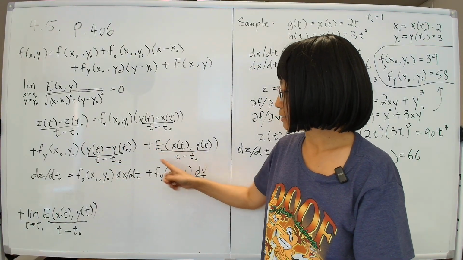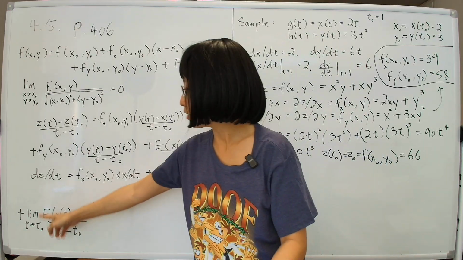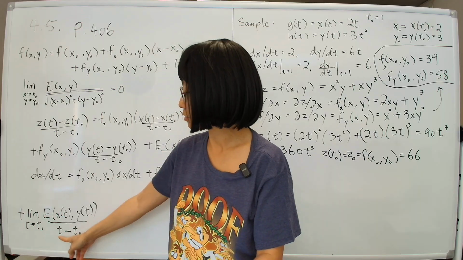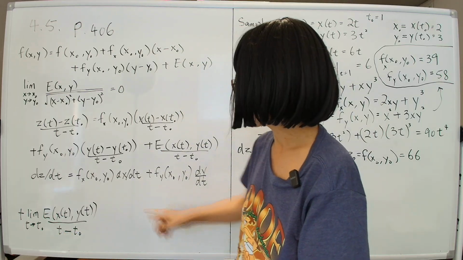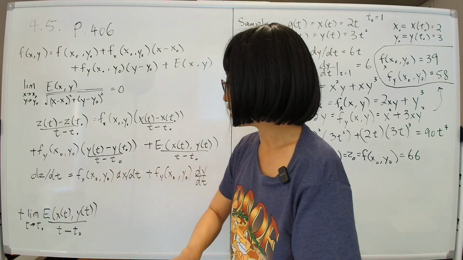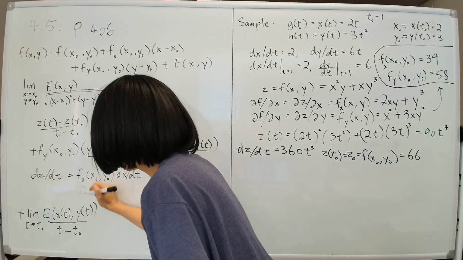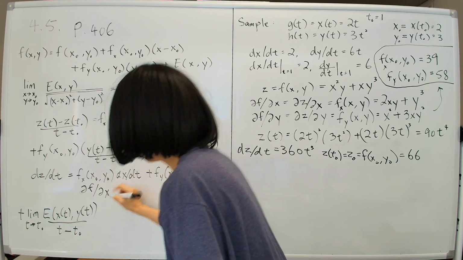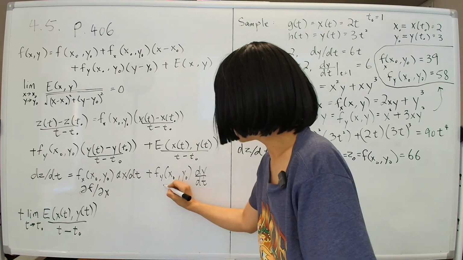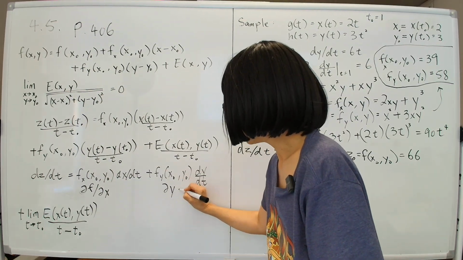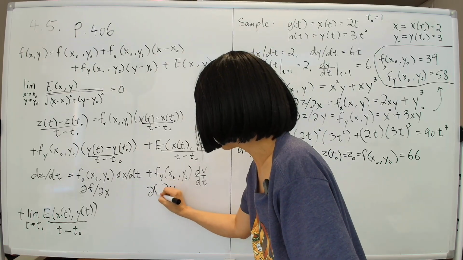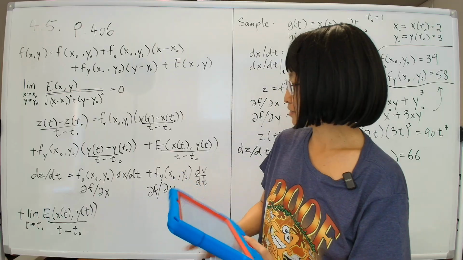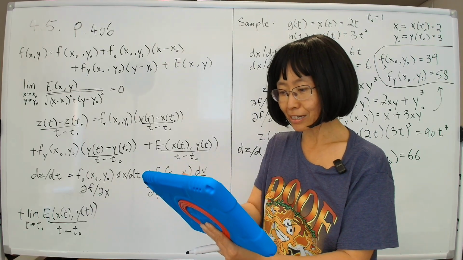And then plus the limit of the error. Now, the error, of course, we don't know where that's going yet, so we'll copy it down here. But it's also divided by t minus t0. Now, what is this thing right here? This is exactly partial f, partial x, right? And then times dx by dt. And then this is, of course, partial f, partial y, okay? And times dy by dt. So you notice, what is that? That is exactly what we're trying to prove, okay?